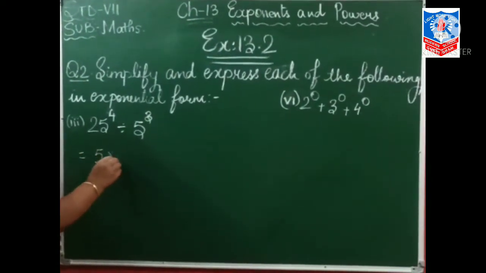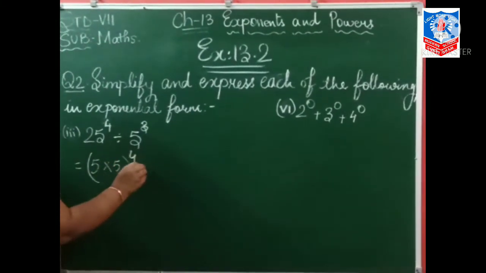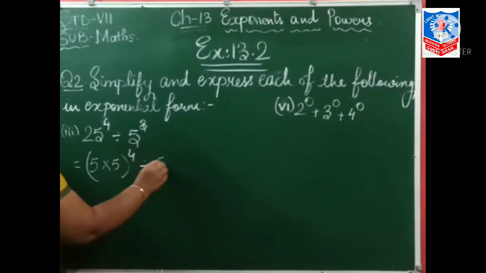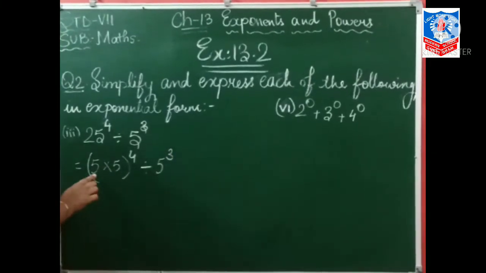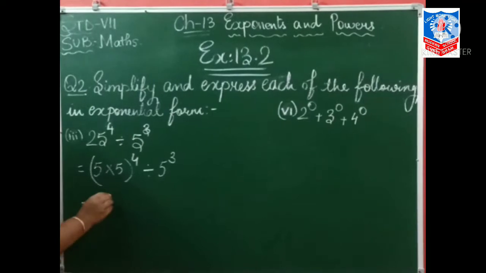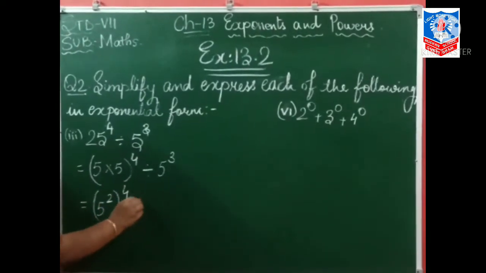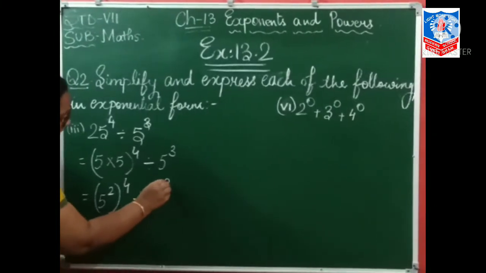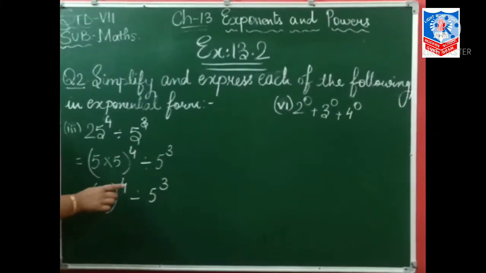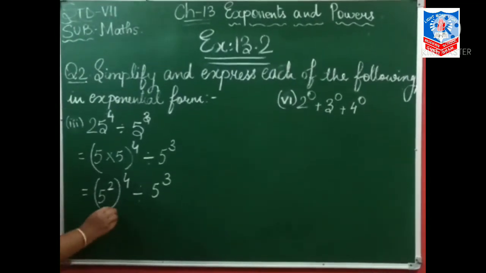5 into 5 raised to the power 4 divided by 5 raised to the power 3. Now how many times 5? 2 times. So (5 raised to the power 2) raised to the power 4 divided by 5 raised to the power 3. Right, 2 4s are 8. So 5 raised to the power 8.